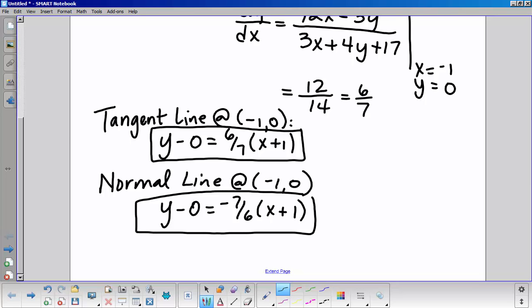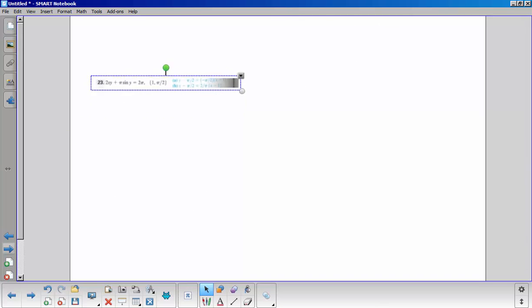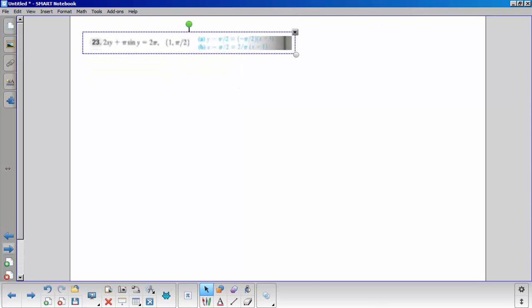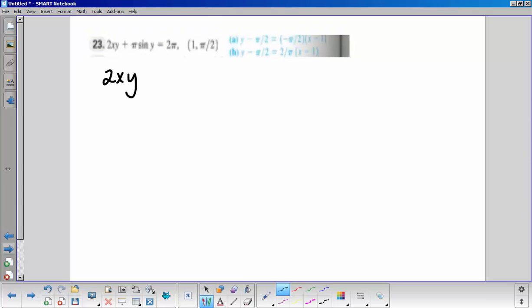All right, moving right along. I need to do the same thing except with this other function, and I'm going to rewrite this so I can see it better. 2xy plus pi sine y equals 2 pi. And the point is 1, pi over 2. So I have a point, now I need a slope. So we need the derivative, right?